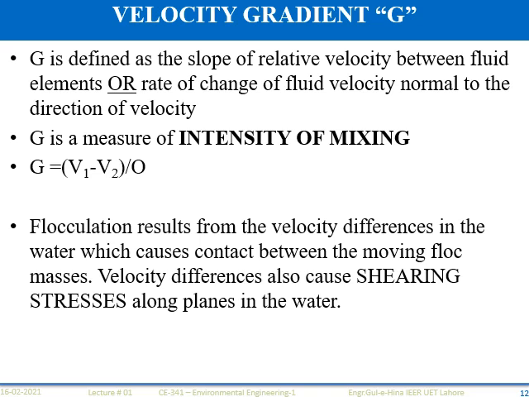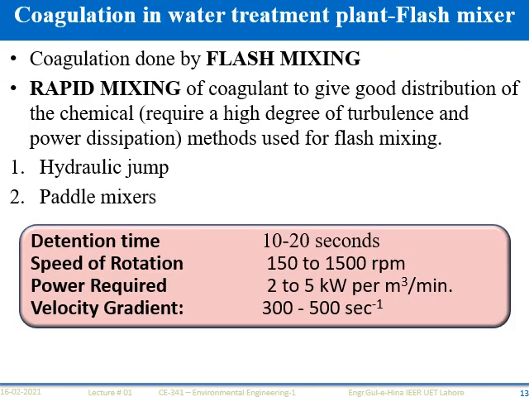सो जी इज रिप्रेजेंटेड बाय इज इक्वल टू V1 minus V2 डिवाइडेड बाय O, जहाँ V1 दैट इज द वेलोसिटी of the fluid, V2 is the relative velocity of the stirrer, और जो O है that is the distance between the particles. So flocculation results from the velocity difference in the water which causes the contact between the moving floc masses. Velocity differences also causes shearing stresses along the planes in the water.